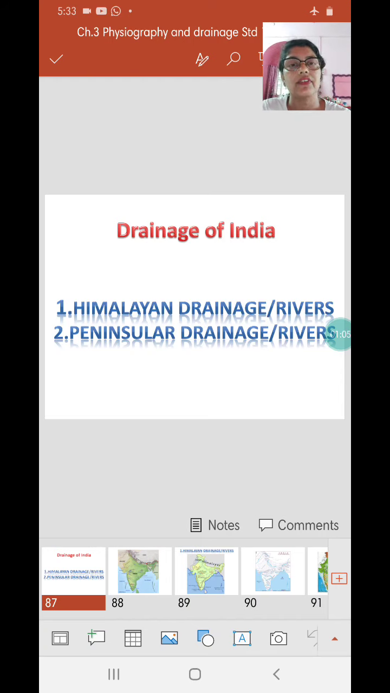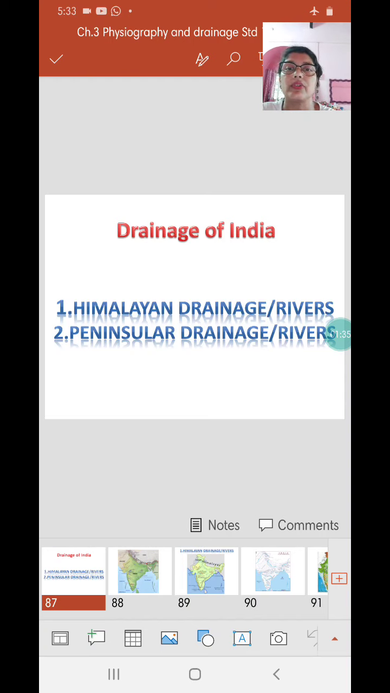That could be a good reason. They are perennial because they have water throughout the year. During the rainy season they have enough water from the rains. During summer they have water from the melting of the glaciers, since all these rivers originate in the glaciers of the Himalayas. On the other hand, the peninsular rivers go dry during summer. They have enough water during the rainy season, but in summer they are mostly dry.